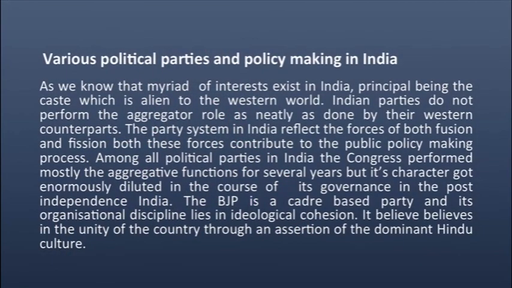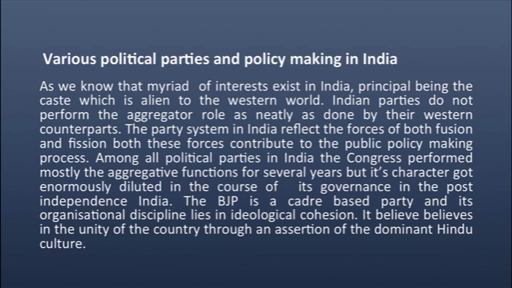The leader of the political party exercises the power of appointment which enables him to control the party organization. Thus, within the parliamentary party, the leader exercises immense influence over policy choices, especially when in office, of deciding the public policy formulation. Various political parties and policy making in India.